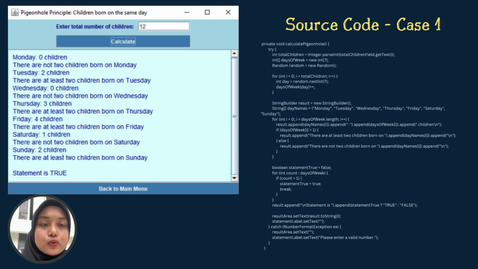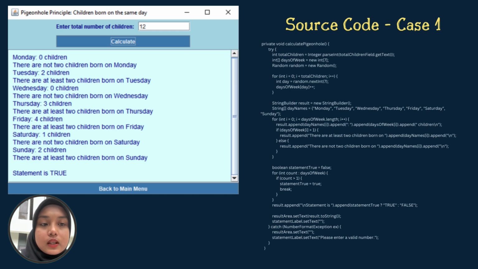Okay, now we will go to the next GUI interface, which is children born on the same day. This method, calculatePigeonhole, is designed to simulate the pigeonhole principle using randomly generated data. It calculates how many children are born on each day of the week and determines if there are at least 2 children born on the same day.